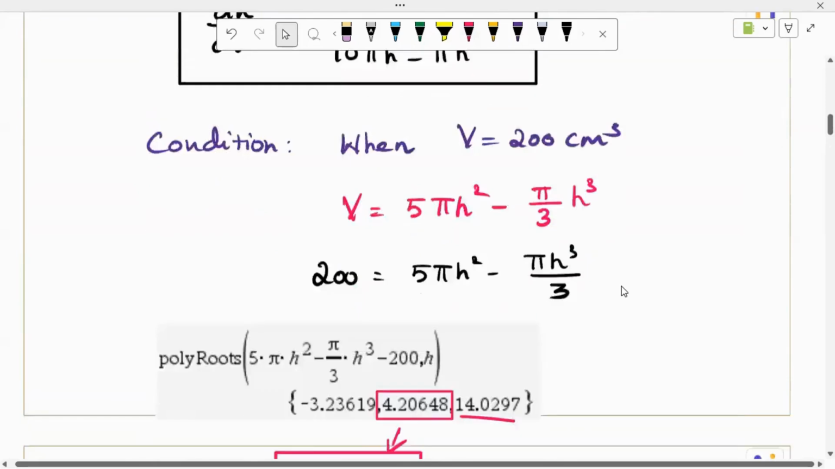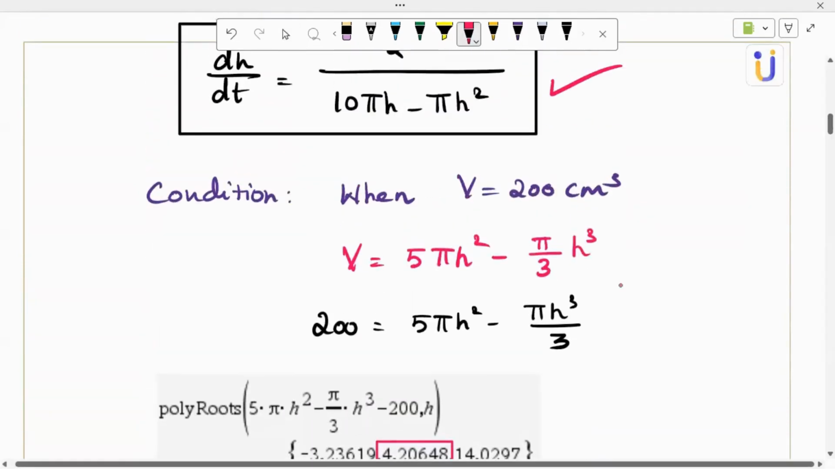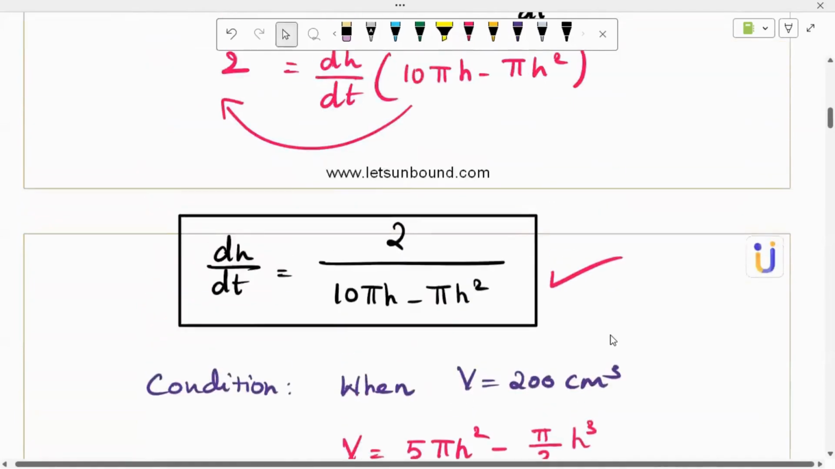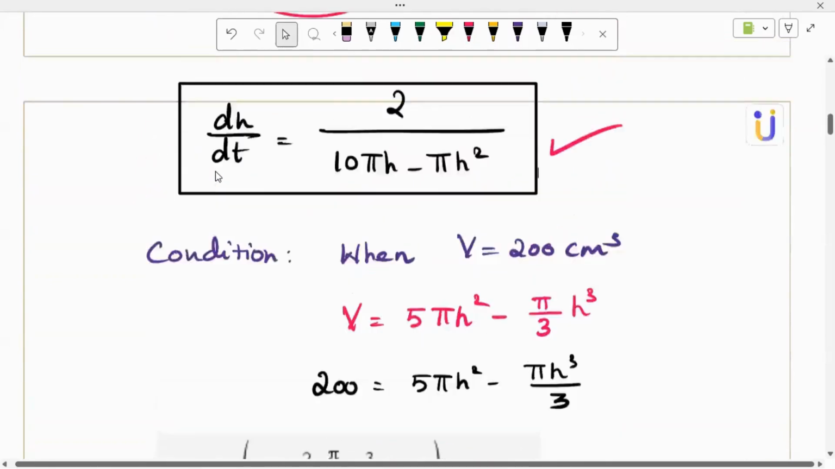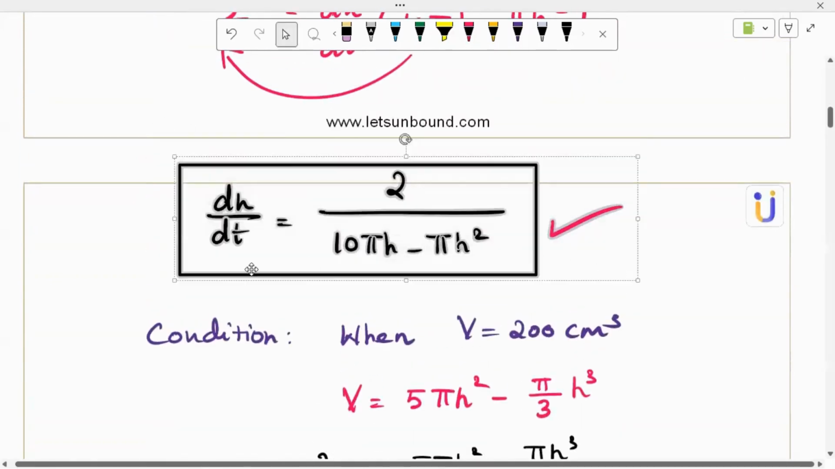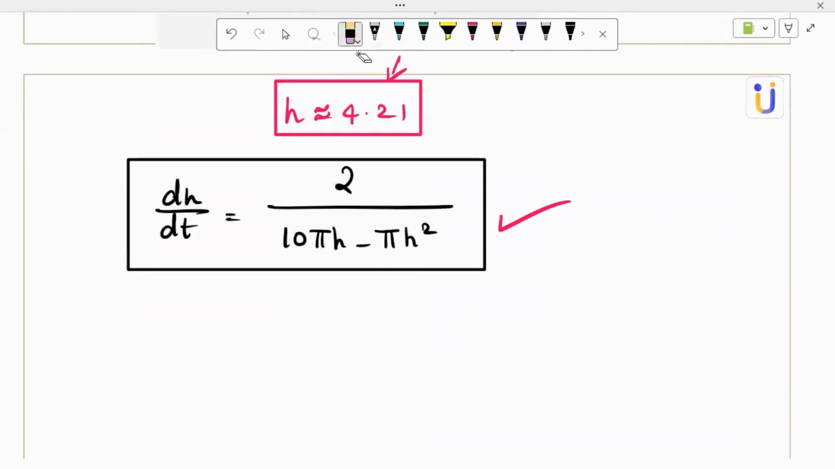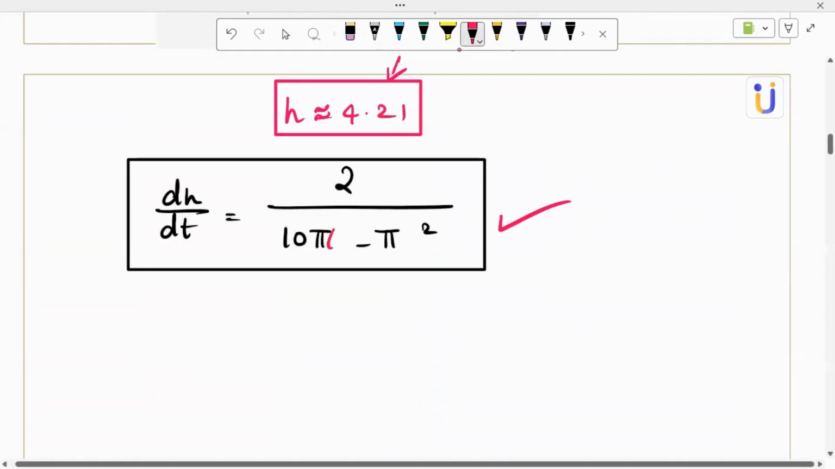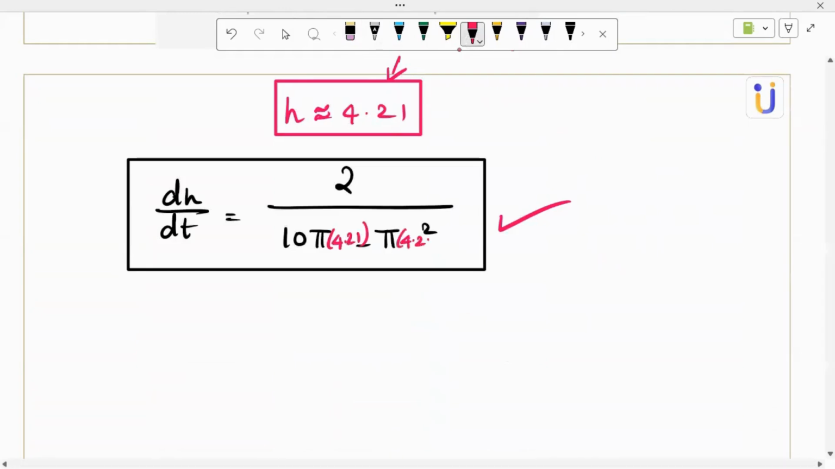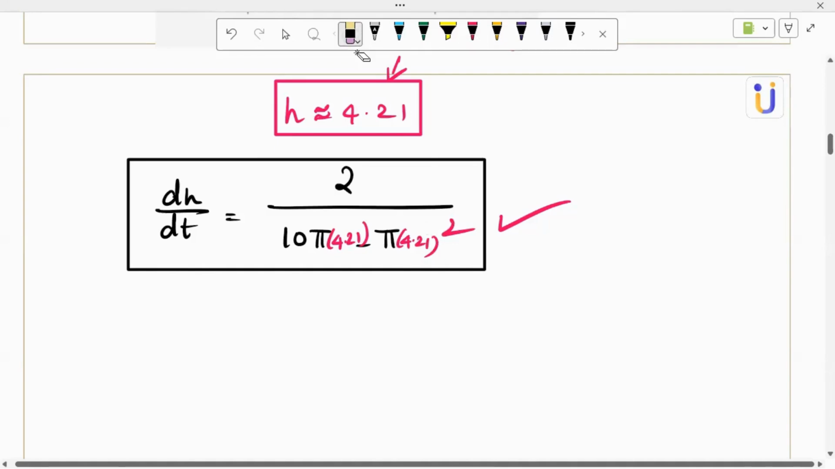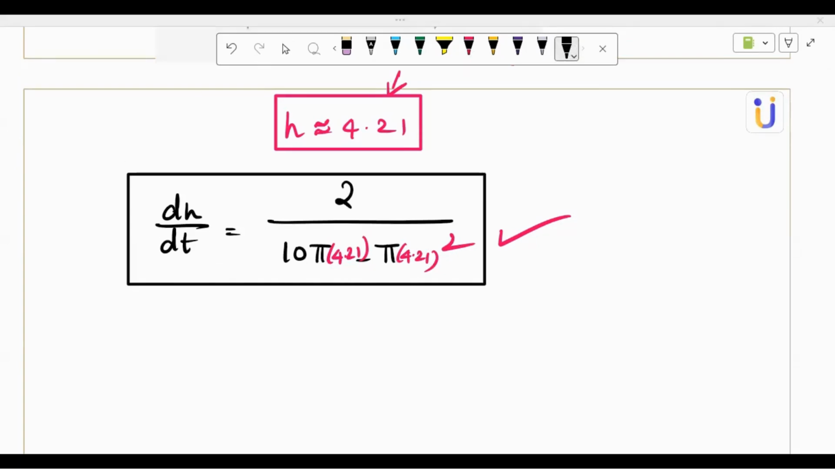Next, that's it. So dH by dt is what I want, and I have this. I have H now, so I can substitute and find this value. So dH by dt is, we can substitute and then we can switch the calculator. So in place of H, I'm going to replace 4.21. That's it. 4.21 whole square. That's simple. Let's get back to the calculator again. Let's solve this part. Here we go.